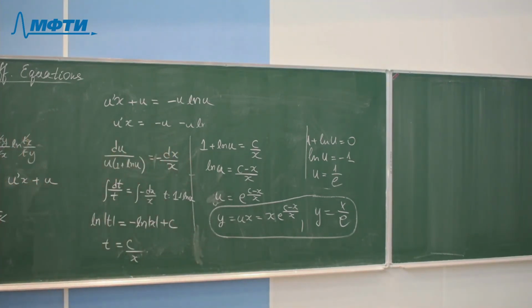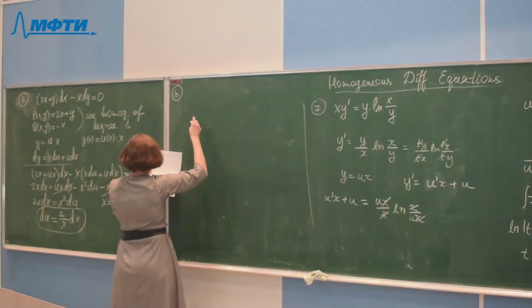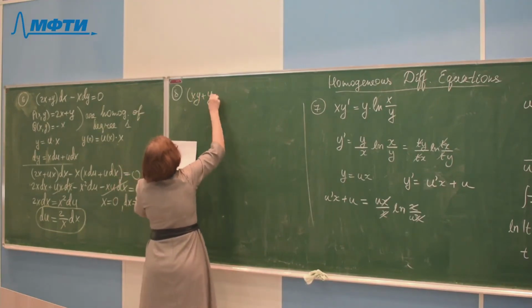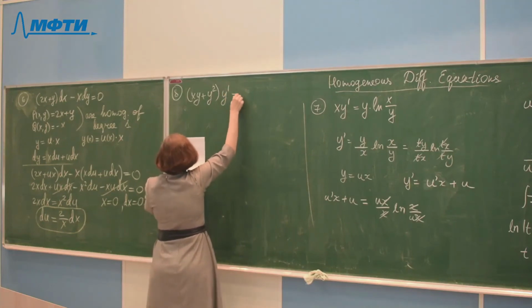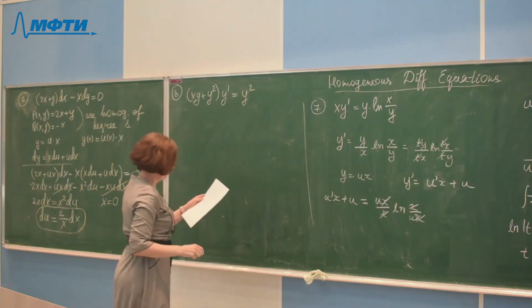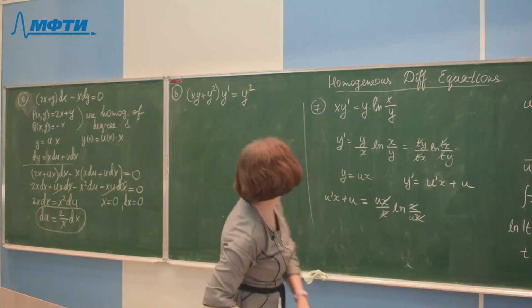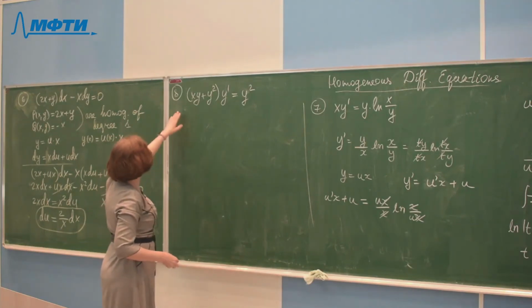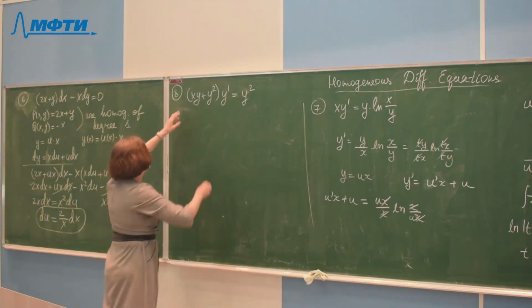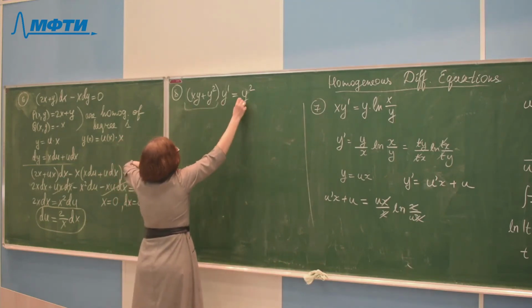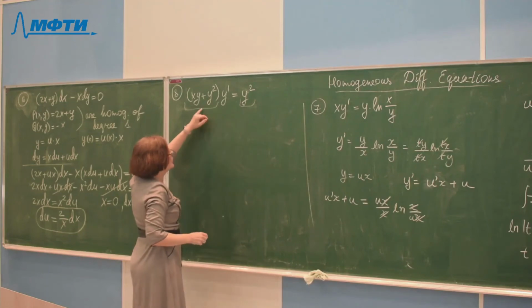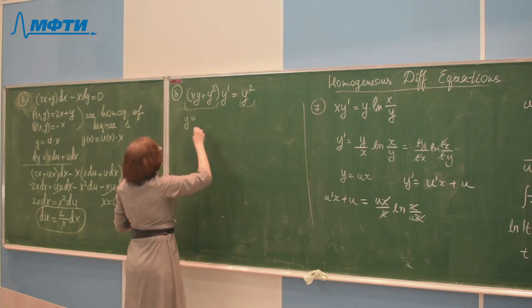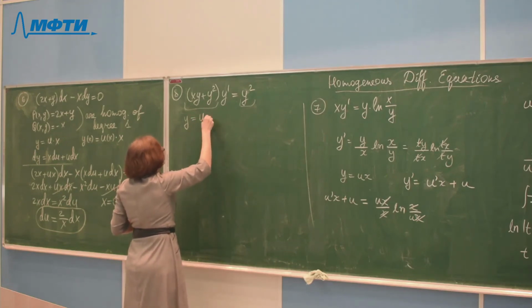Then task number 8. We will solve the following equation: xy plus y squared times y prime equals y squared. Let's check that this equation is homogeneous. We have this function and this function, and they are both homogeneous of degree 2. So this is a homogeneous equation, and we make the substitution y equals u times x.